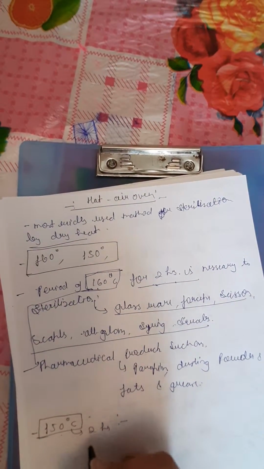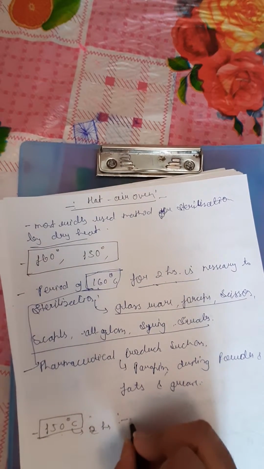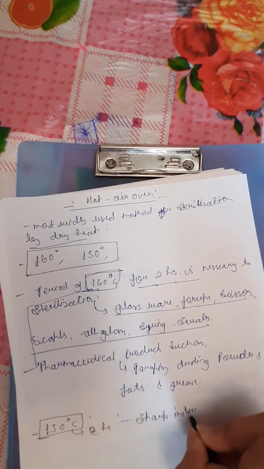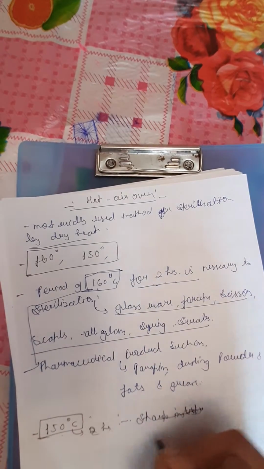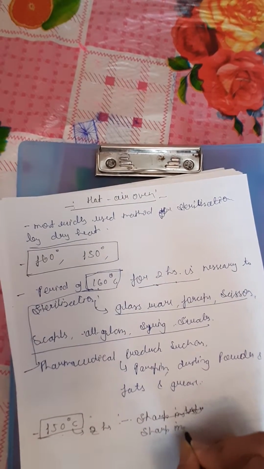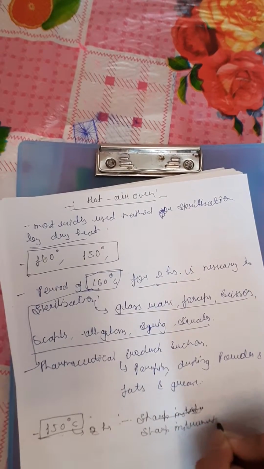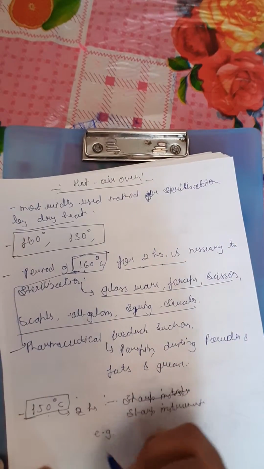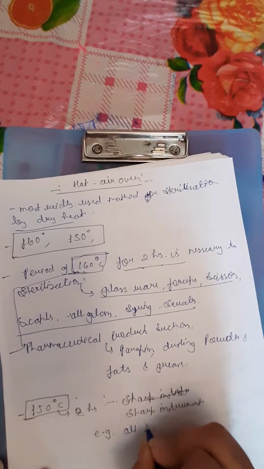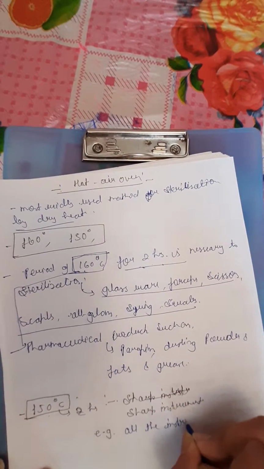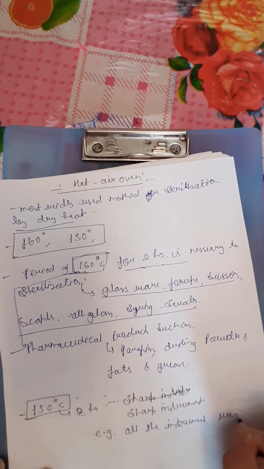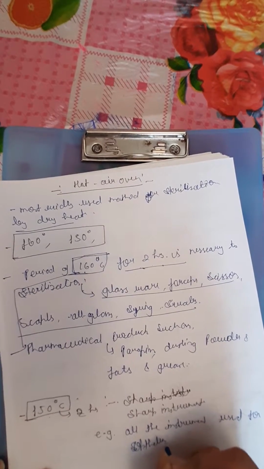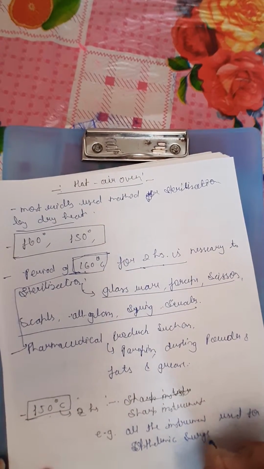So at 150 degrees Celsius for 2 hours, here we sterilize sharp instruments, for example all the instruments used for ophthalmic surgery.